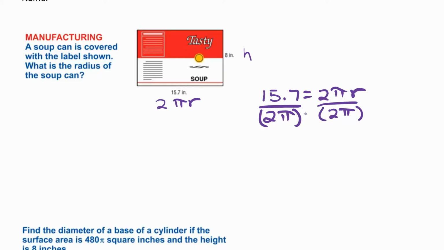Putting in this calculator, you have to remember to do 15.7 divided by parentheses 2 pi close parentheses, or do 15.7 divided by 2, enter, then divide by pi again, and we would get that r is approximately 2.5 inches. Again, I would check and make sure that you're entering it into the calculator right. These parentheses are very important.